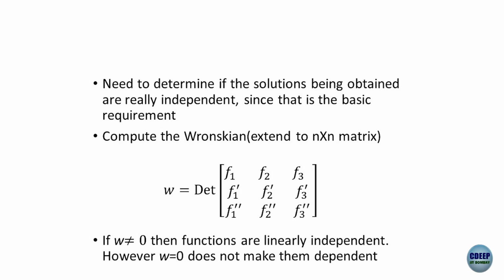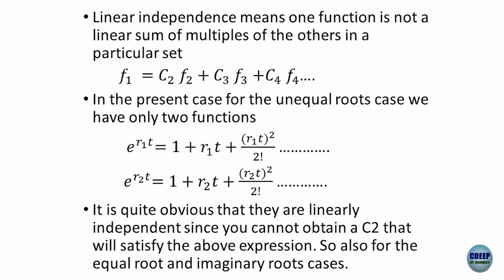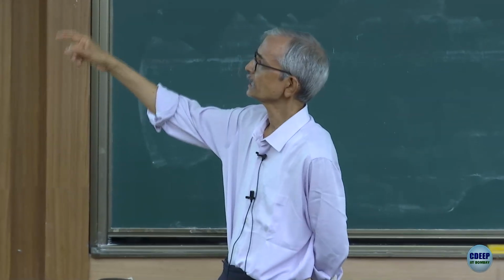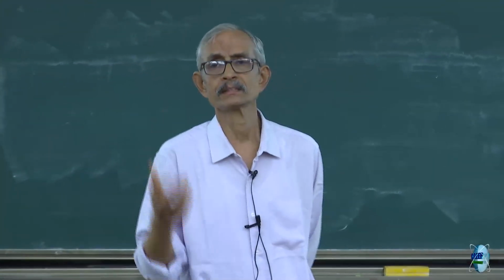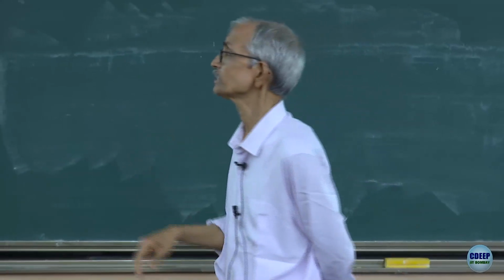Okay. And there was a question at the end of class, so I've just added one more slide. Although this is not required because we have only two functions, and therefore the Wronskian is not really required in some sense, because you can just go ahead and look at those two solutions. One of the solutions was e to the r1t, and e to the r2t, if you expand it out, is that. There is no way one of them can be obtained as a linear multiple of the other.